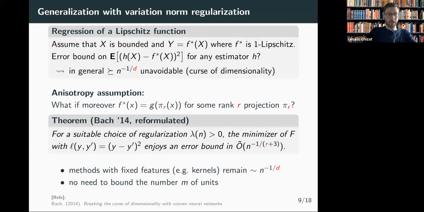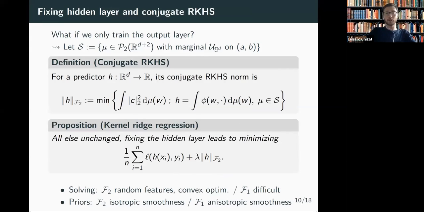And also, just for the sake of comparison, I would like to mention what happens when we only train the output layer of the neural network. In that case, we will only look at probability measures mu which have their marginal on the first layer be the uniform distribution, because this is how it is at initialization. So in practice, when we only train the output layer, it just means commenting out one line of code, which is the one that updates the hidden layer weights. But we'll see that it leads to a very different implicit bias.